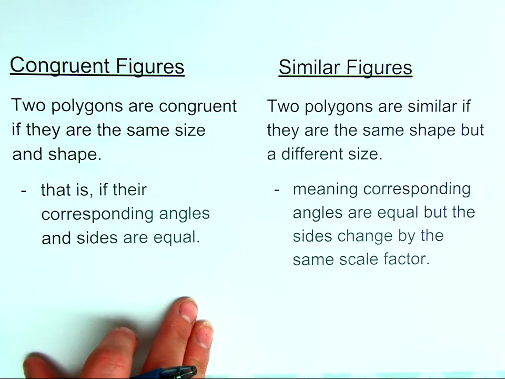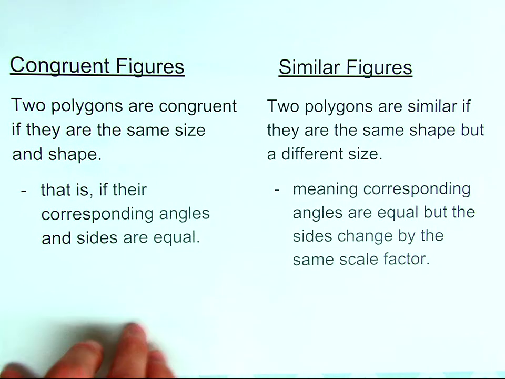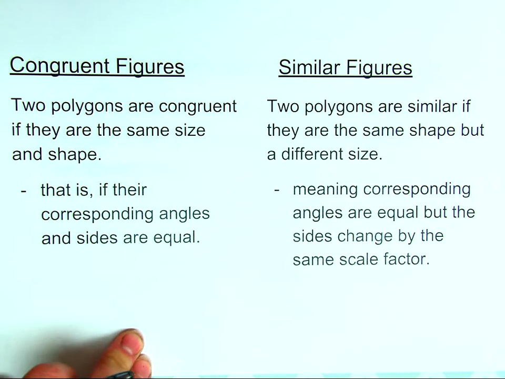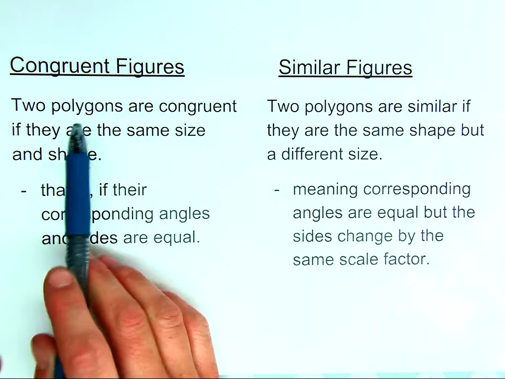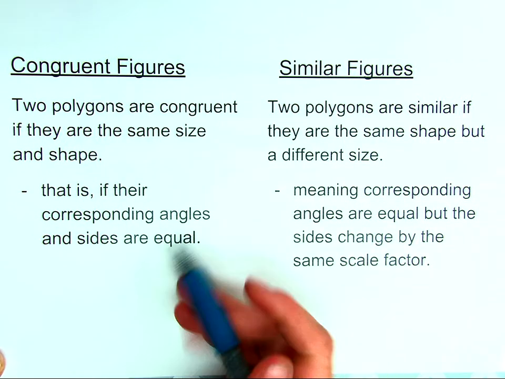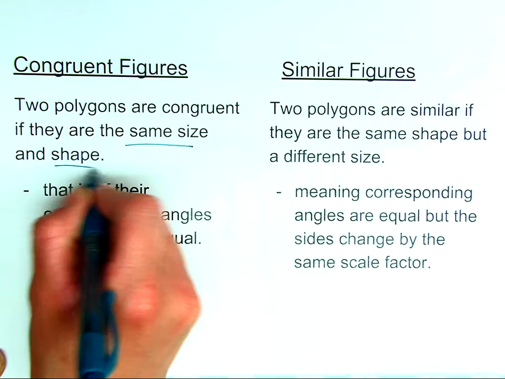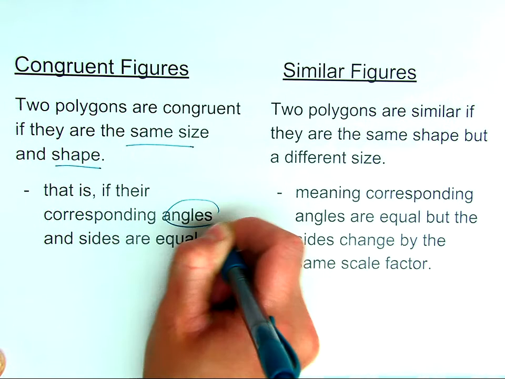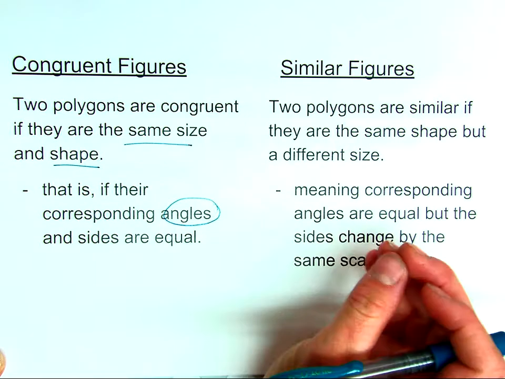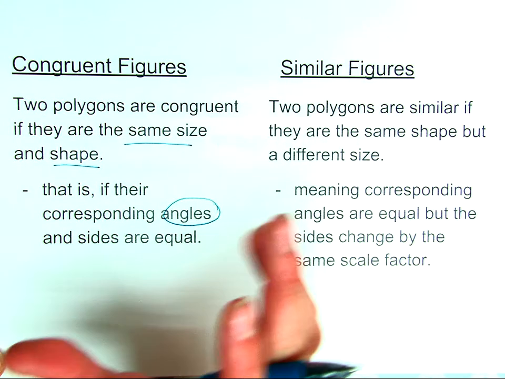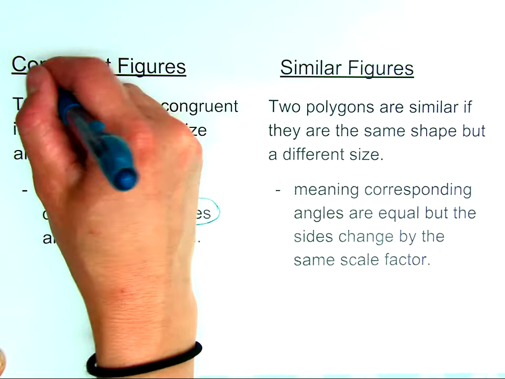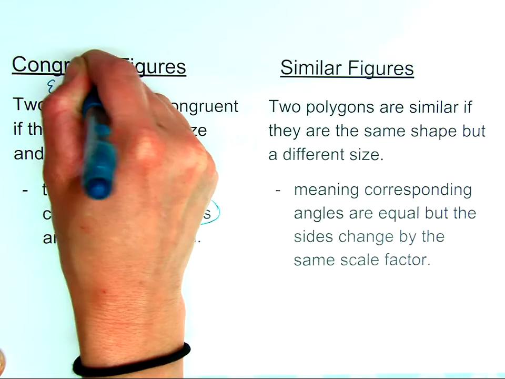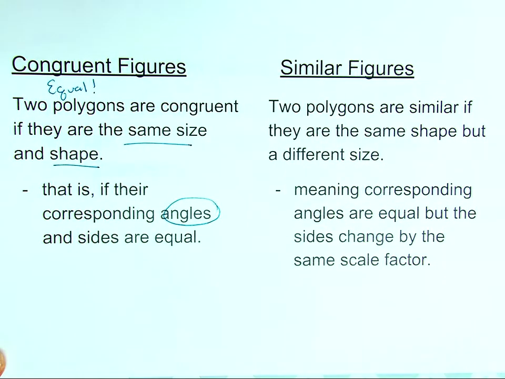This will play a bigger part when we get into dilations, but just a little heads up before we get there. Congruent figures are two polygons that are congruent when they have the same size and shape. Okay, so all their angles stay equal, all their side lengths stay equal. The shape is the exact same. Congruent is basically a fancy name for equal or the same.